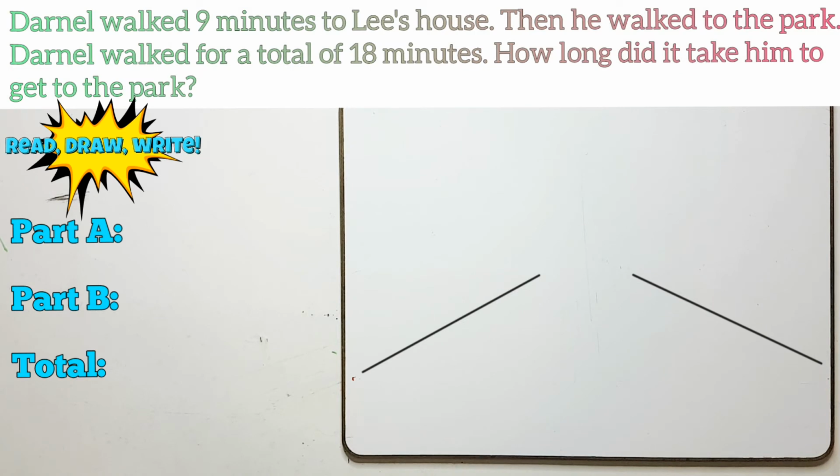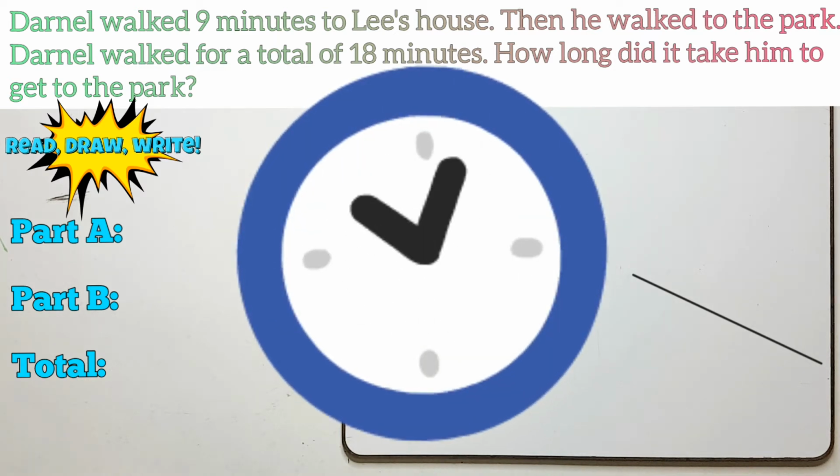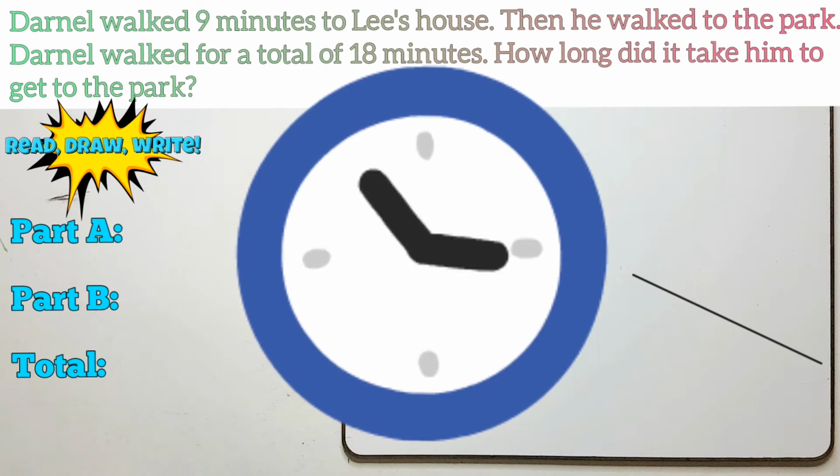Darnell walked for 9 minutes to Lee's house. Then he walked to the park. Darnell walked for a total of 18 minutes. How many minutes did it take for Darnell to get to the park? So the first thing we need to do is read, and now we're going to analyze this word problem. Okay, get ready. Solve the problem on your own. Go.